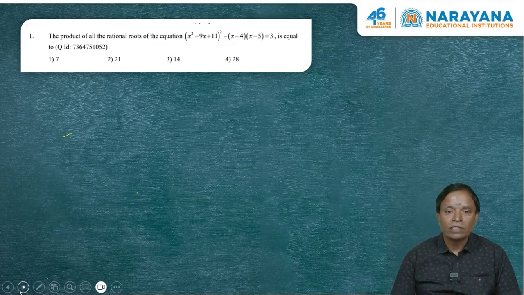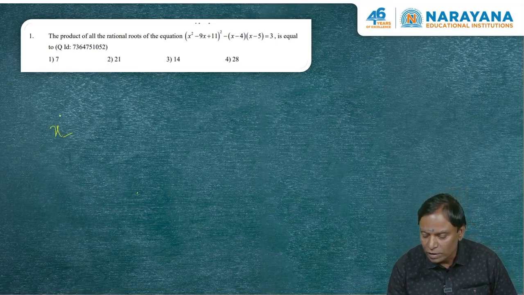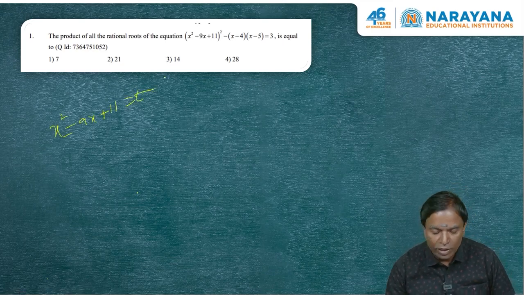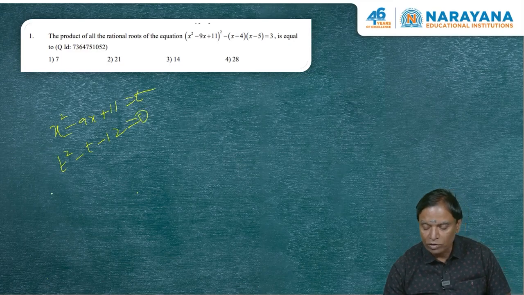Look at the first question. You are asked to find the product of all the rational roots of the given equation. So what you can do is put x square minus 9x plus 11 is equal to t. And your equation reduces to t square minus t minus 12 is equal to 0.